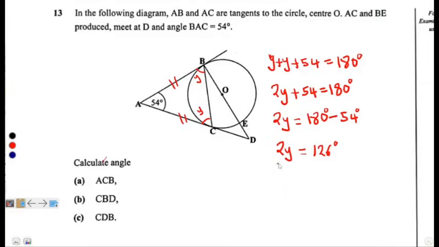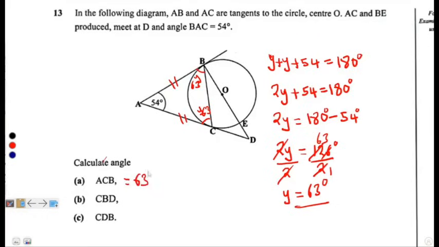I want to find the value of y, so we are going to divide both sides by the coefficient of y, which is a 2. So this 2 and this 2 cancel. We're going to have y is equal to, 2 into 12, it's a 6. Then 2 into 6, it's a 3. So y is equal to 63 degrees right here. So we now know that we are going to have a 63 right here, and even here, we are going to have a 63. So angle ACB will be equal to 63 degrees.